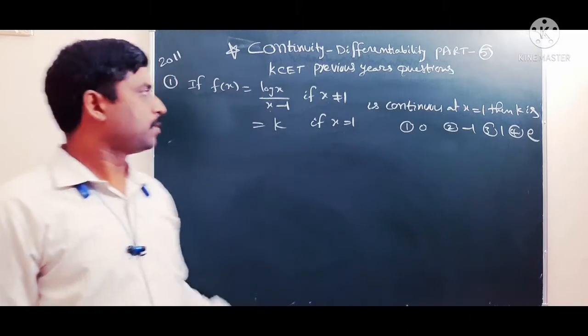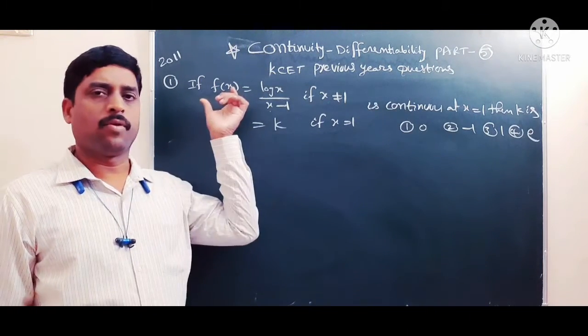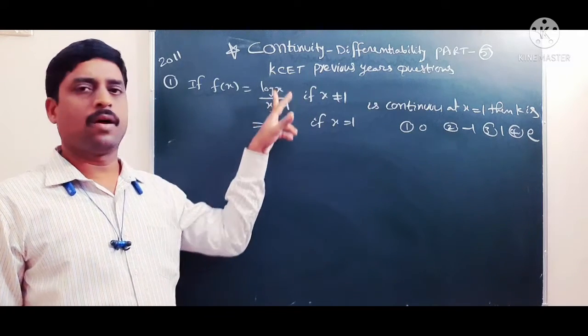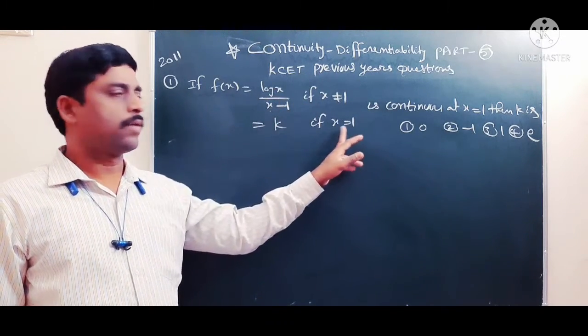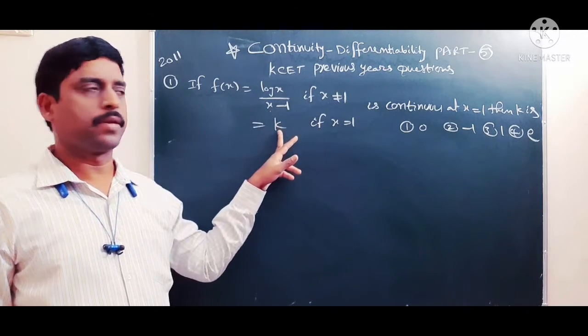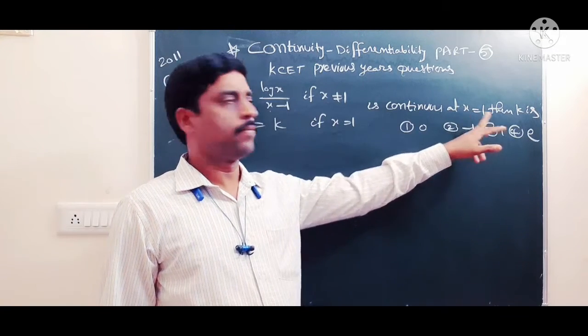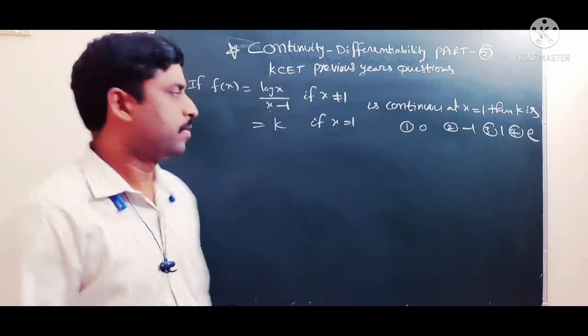Let us go to the next problem. This is from 2011. So f of x values are given. If x not equal to 1, this value log x by x minus 1. If x equal to 1, f of x value k. Where f of x is continuous at x is equal to 1, then we have to find k.